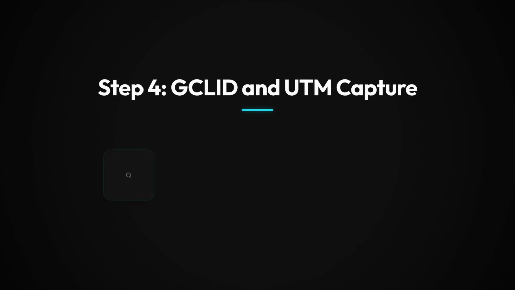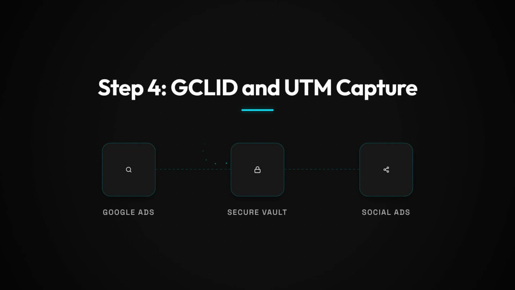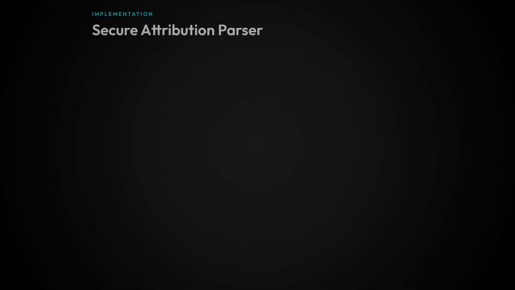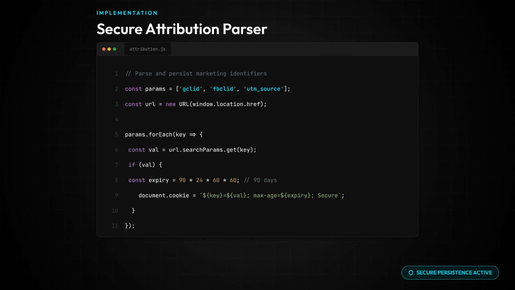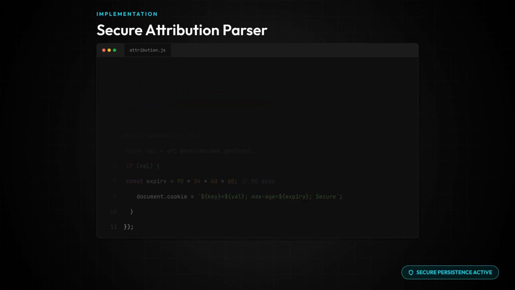Step 4. GCLID and UTM capture. Create a GTM custom HTML tag on all pages for attribution capture. This script will capture GCLID, FBCLID and UTM parameters into first-party cookies for 90 days.